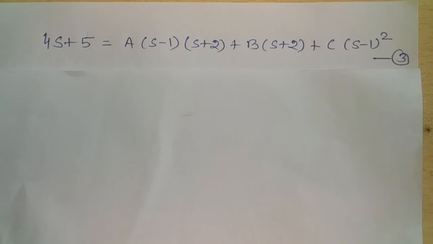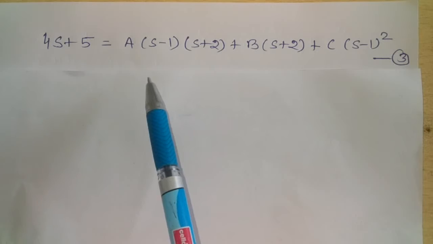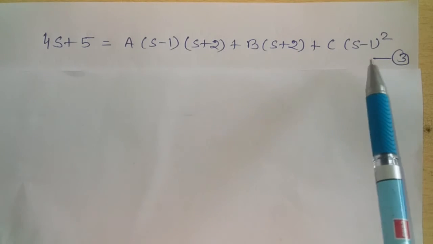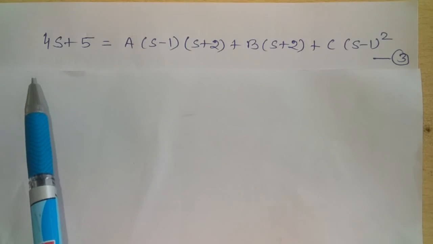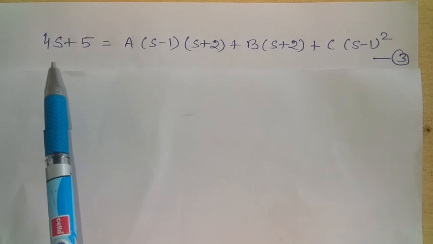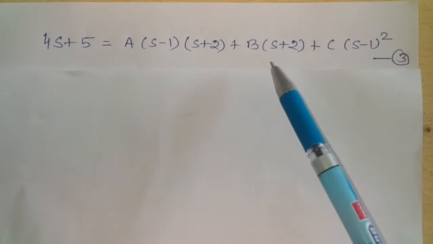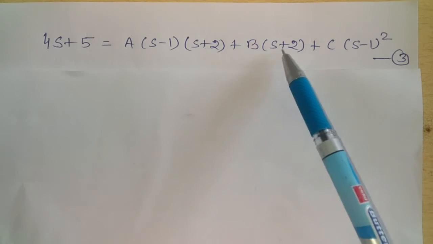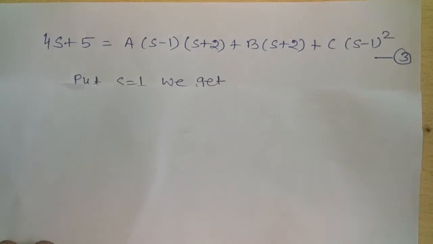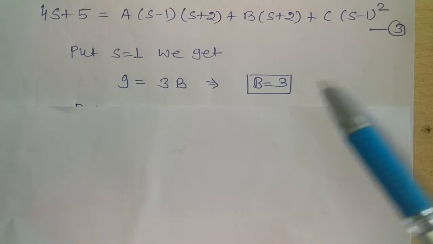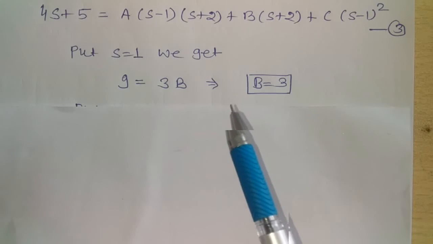Now to find the values of a, b and c, first we apply the substitution technique. We put s equal to 1, then this expression becomes 0 and this expression becomes 0. On the left hand side, when s equal to 1, we get 4 into 1 is 4, 4 plus 5 is 9, and on the right hand side we get 3b. So putting s equal to 1, we get 9 equal to 3b, which gives b equal to 3.